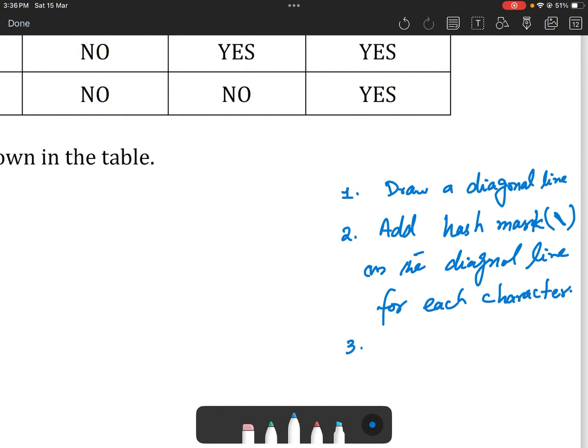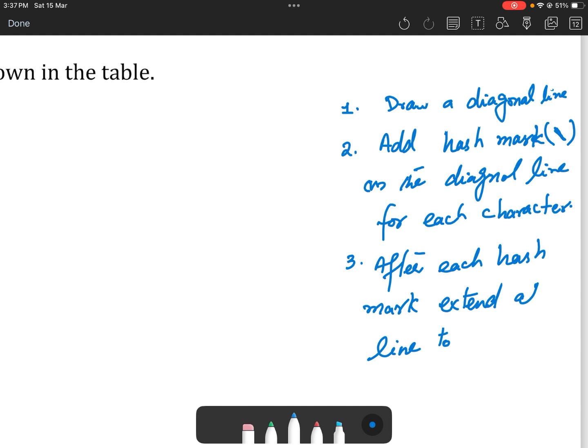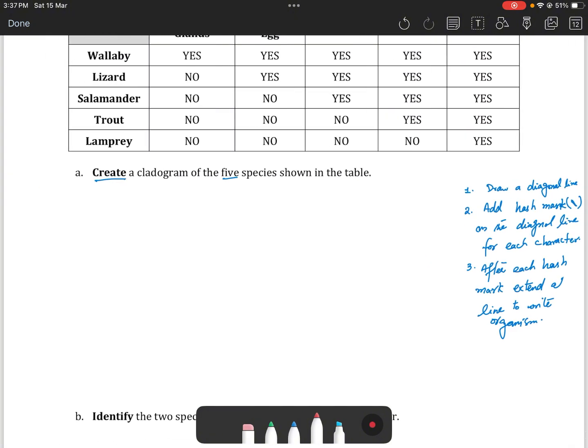Number three, which is the last rule, after each hash mark, extend a line to write the organism. Okay, so you need to write the name of the organism, so make sure you do it. So these are the three rules, make sure you follow them.